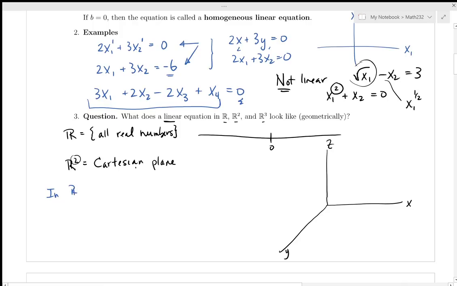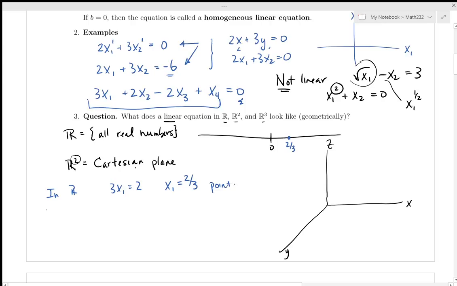We would have an equation that looked like this: 3x1 equals 2. That could also be written as x1 equals 2/3. And what is that? That is a dot, that is a point. We would be up here on our number line, and we would say, there it is, 2/3. It's a point.